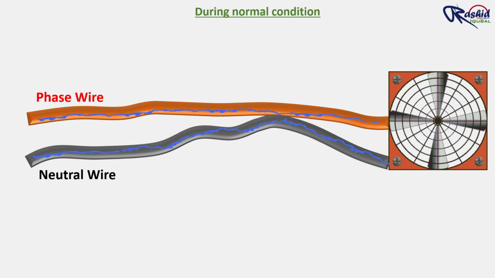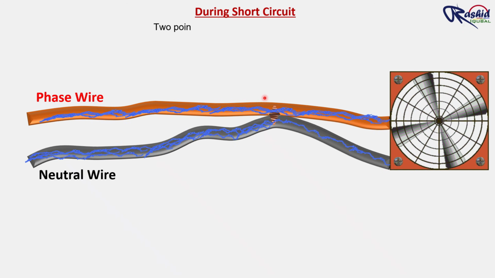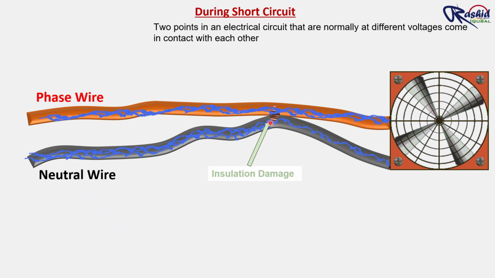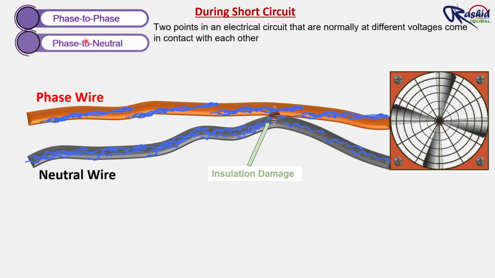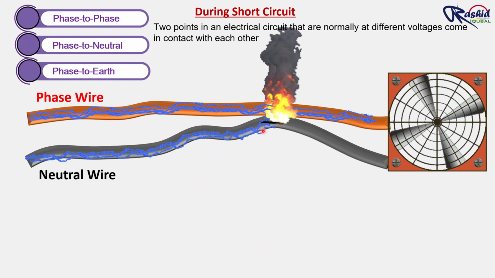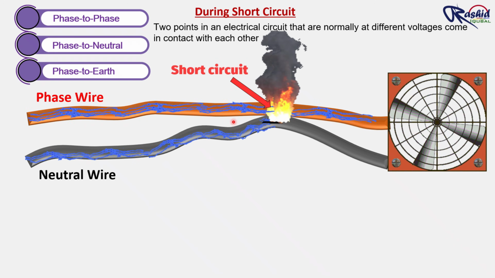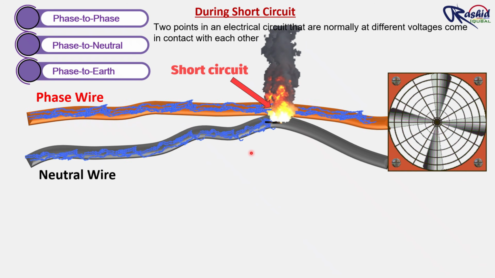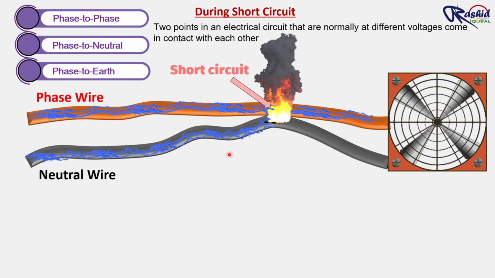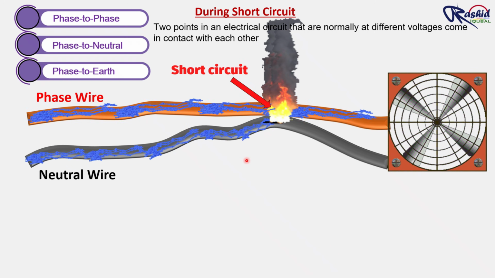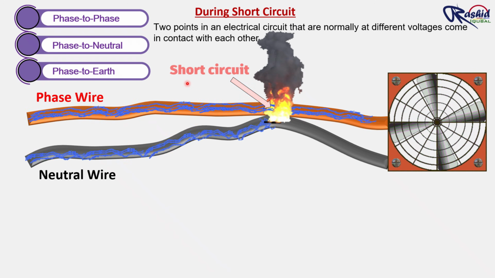So the question arises here, what is short circuit current actually? Whenever two points in an electrical circuit that are normally at different voltage come in contact with each other, like phase to phase, or we can say phase to neutral or phase to earth, then short circuit happens. During this condition, the current bypasses the normal load and flows through a very low resistance path. Because the resistance is very small, the current suddenly increases to a very high value. This high current is called short circuit current, or we can say fault current.